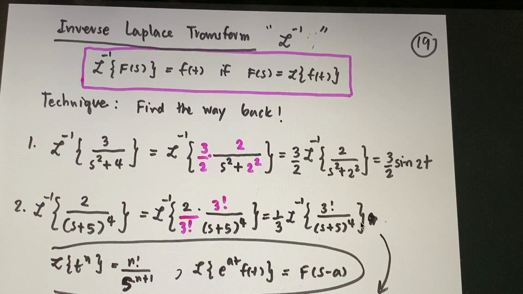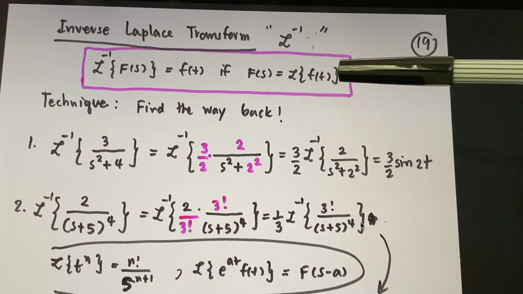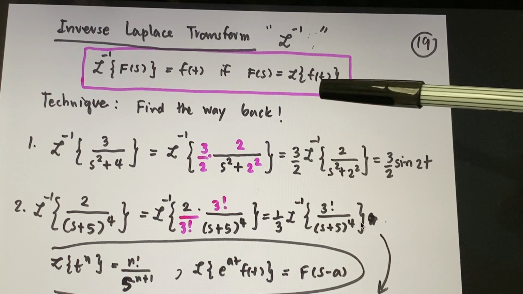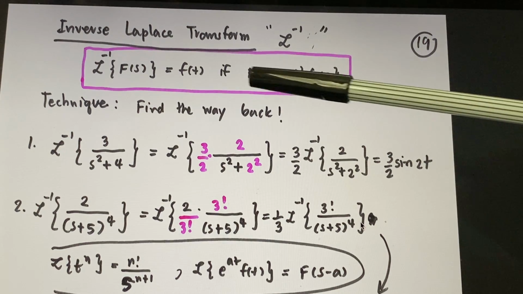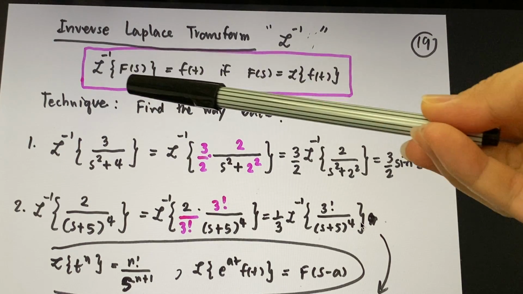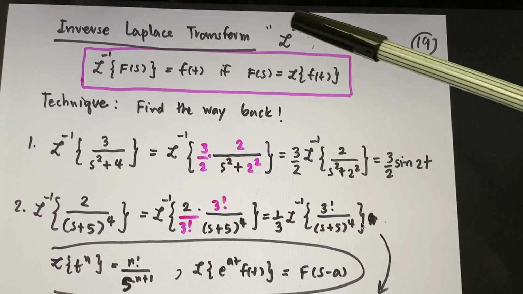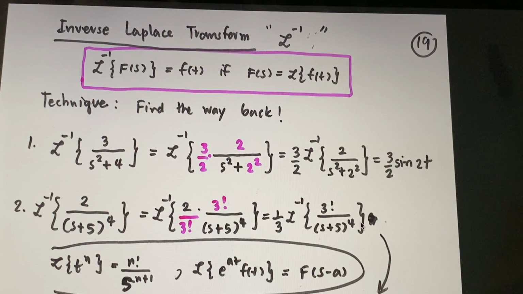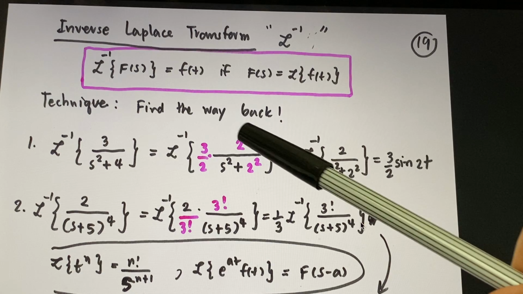After we know how to do the Laplace transform for all kinds of functions, now we should know the inverse Laplace transform as well. Just like you know how to go forward, you need to know how to go backward as well. So if you have F(s) as a Laplace transform of f(t), to go back to f(t), you need to take the inverse Laplace of F(s). And this is the symbol that we use for inverse Laplace transform. Very simple technique. Find the way back.